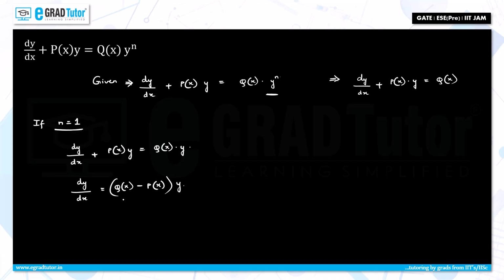Now this becomes a variable separable problem. So dy by y is equal to q of x minus p of x into dx. Okay, so you can integrate it on both sides. This is using the variable separable technique and you can find the solution. But what if n is not equal to 1? How do you solve this? Let's see that in the next slide.